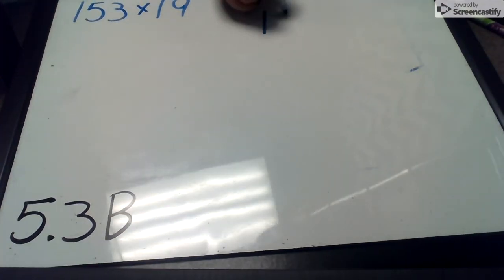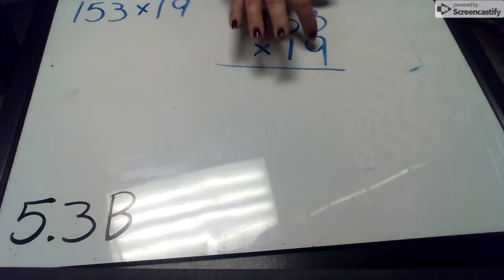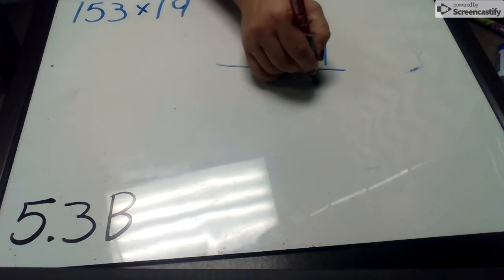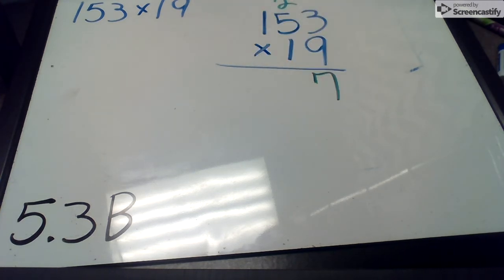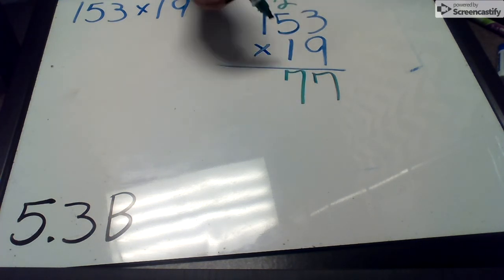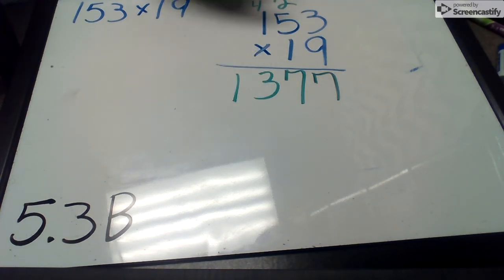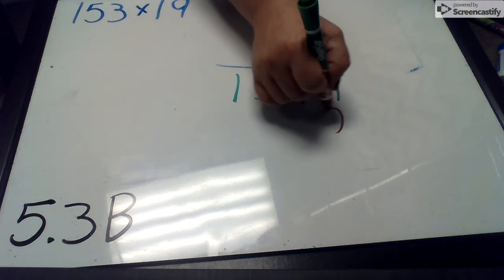Which is written vertically. 9 times 3 is 27. Carry the 2. 9 times 5, 45. Plus 2, 47. Carry the 4. 9 times 1 is 9. Plus 4 is 13. Now the 9 has no other number, so we're going to get rid of it. We're going to kiss, kiss, hug.